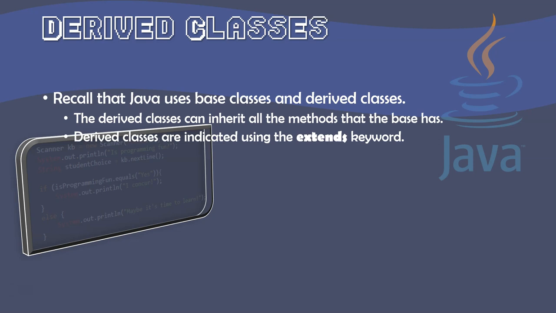There's a base class, and then you have the derived classes. You, of course, sometimes also hear different terminologies, such as subclass or superclass. But ultimately what we need to know is that derived classes, which are not the base class, are the classes that are going to inherit all the methods that the base class has. Now, derived classes are indicated using the extends keyword. And that's the key way for us to know which one's a base class and which one's a derived class. Now remember, you can also extend another derived class from a derived class. So derived classes can also give way to more derived classes.